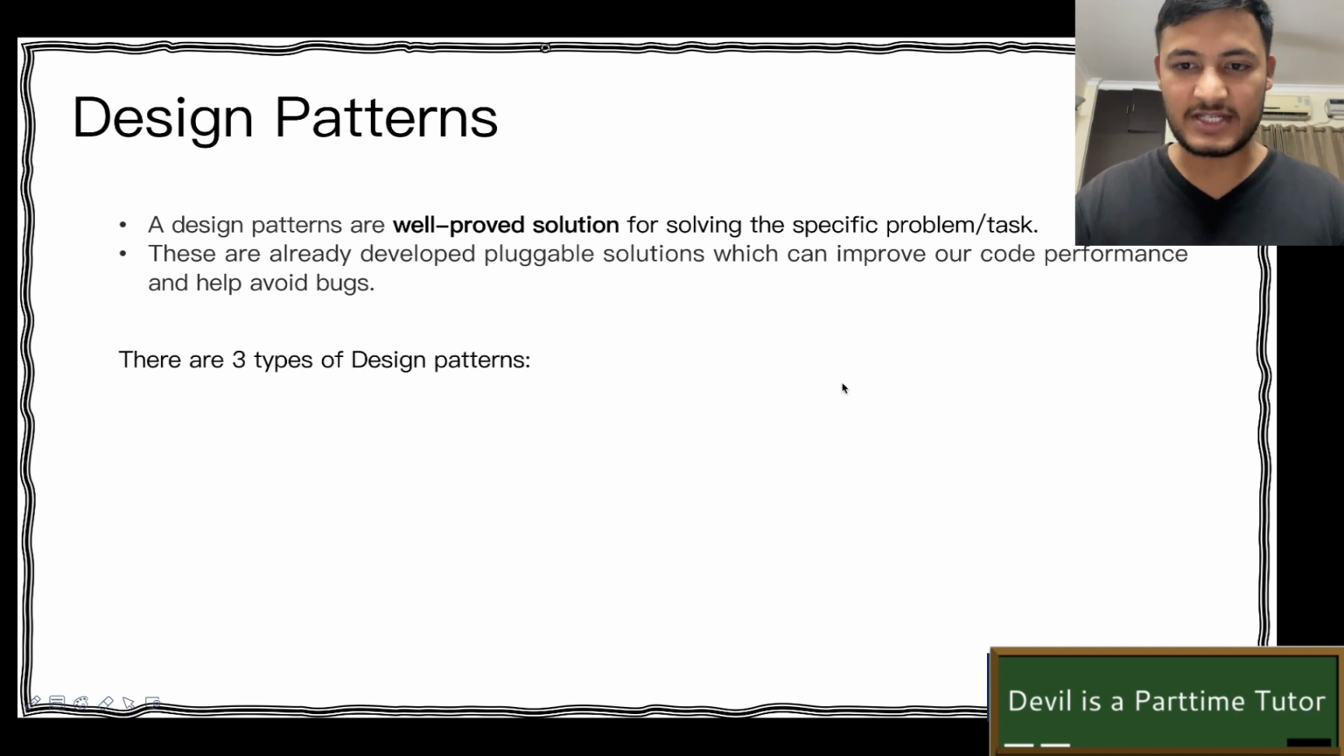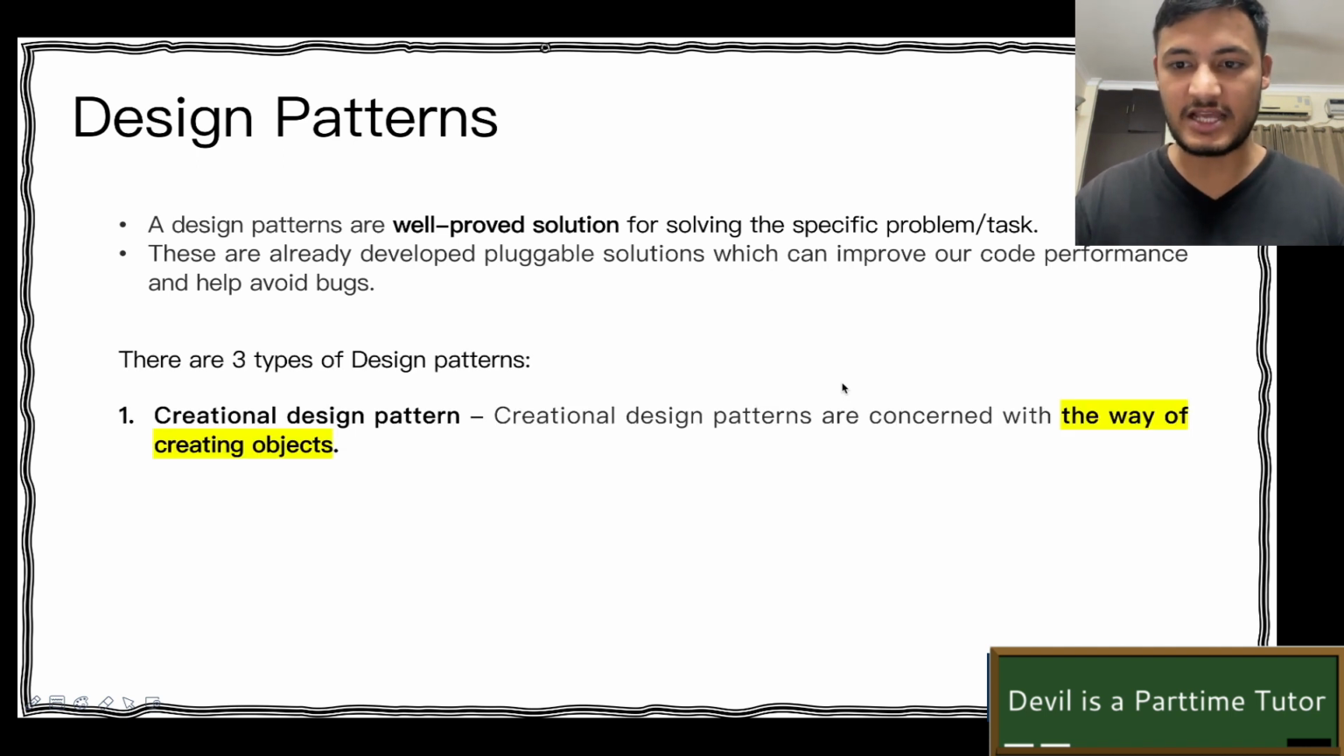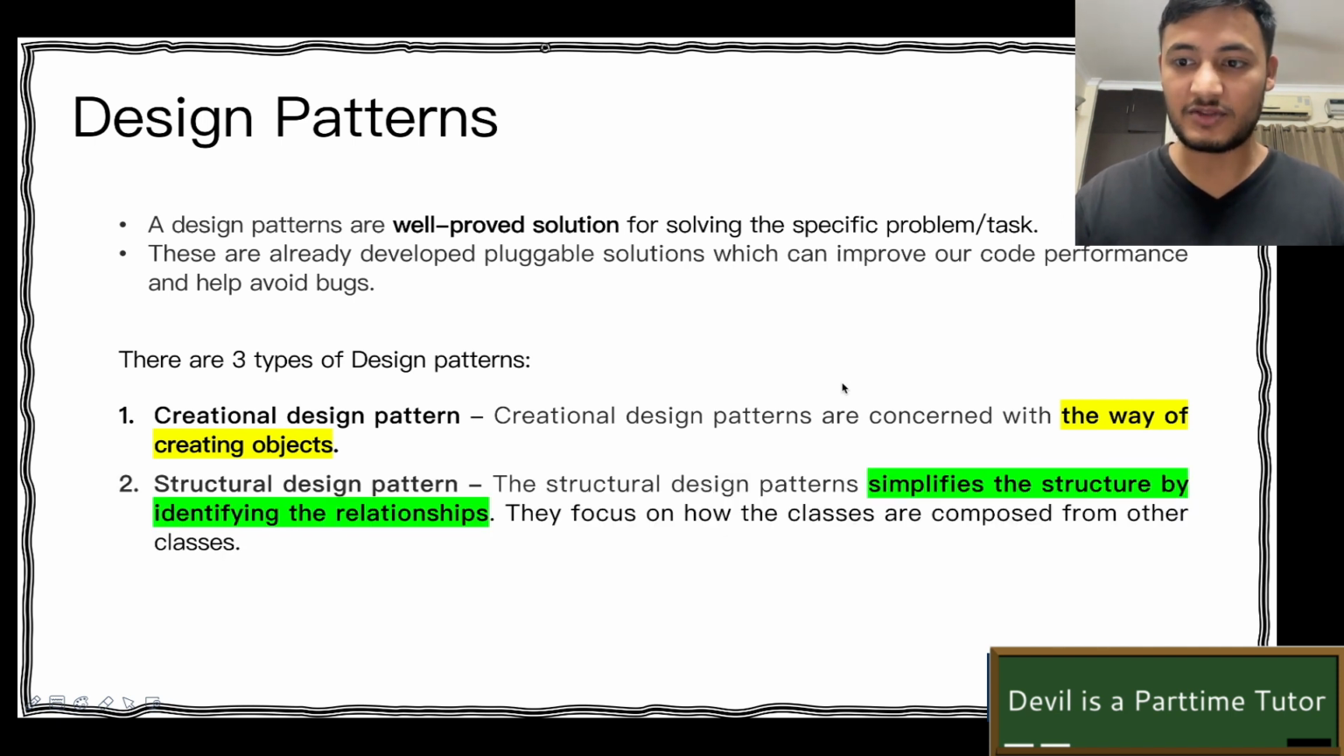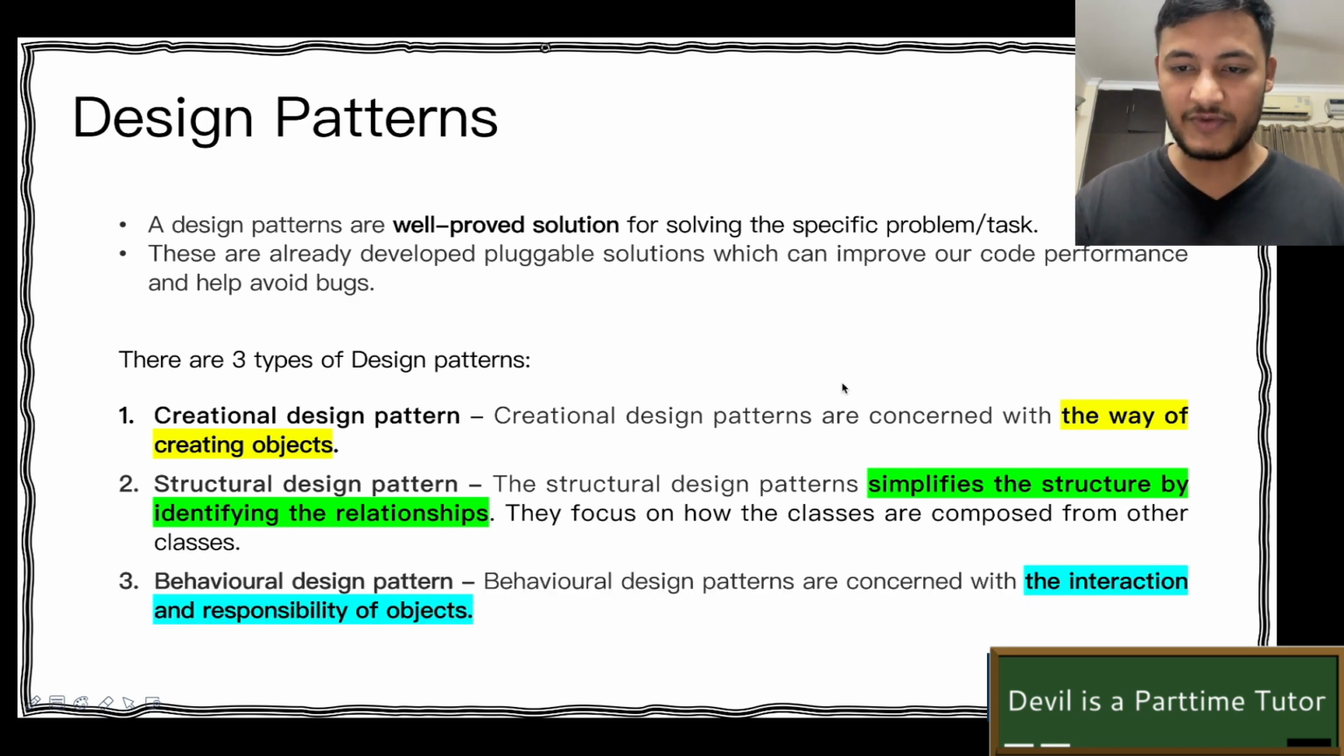There are three types of design patterns. Firstly, the creational design pattern that is concerned with how you create your objects. Secondly, the structural design pattern that helps you compose objects efficiently. Thirdly, the behavioral design pattern that is concerned with the communication between objects, how efficiently they communicate with each other. So moving on to singleton design pattern, it's a creational design pattern.